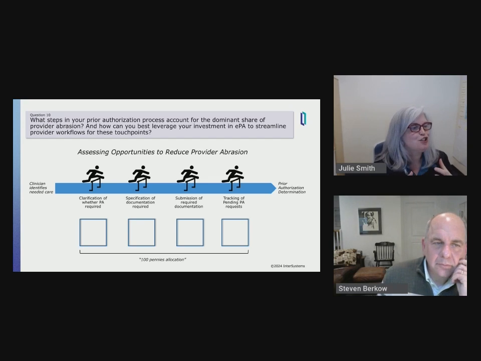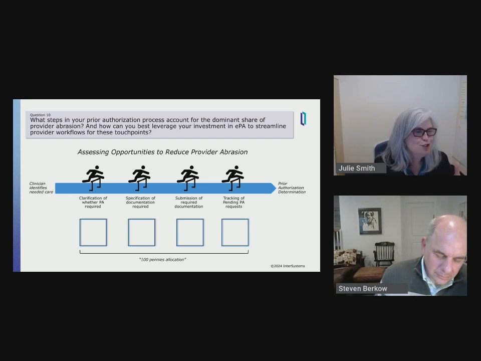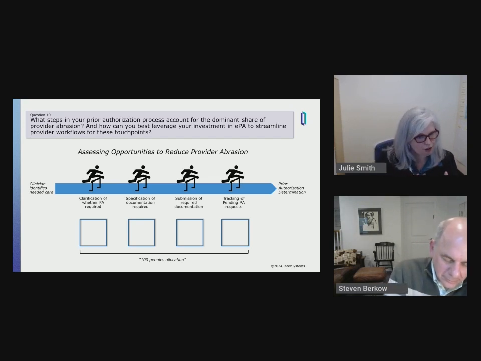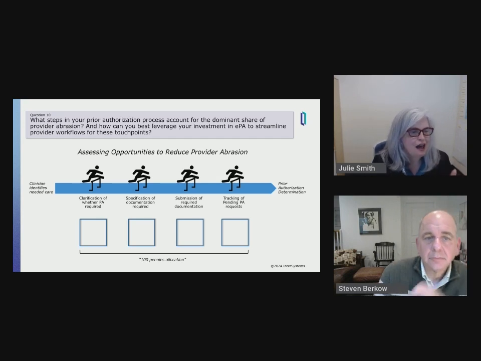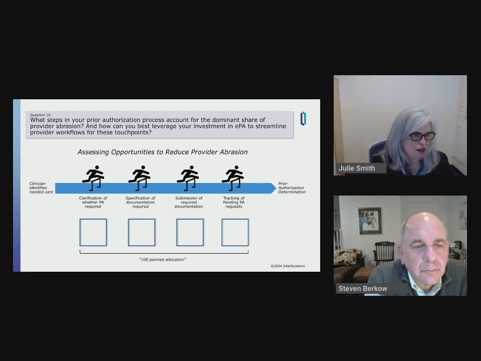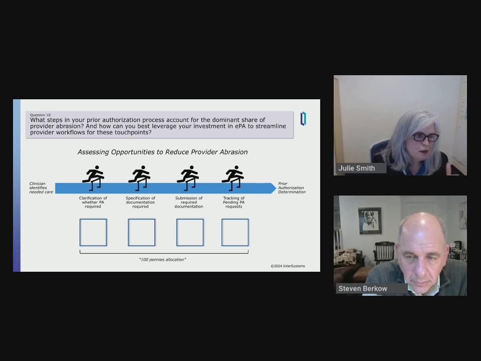So that gets us to question 10. And this one I'm going to pull back and focus on prior authorization again, and think about what steps in your prior authorization process account for the dominant share of provider abrasion, and how can you best leverage your investment in prior authorization to streamline provider workflows for these touch points.